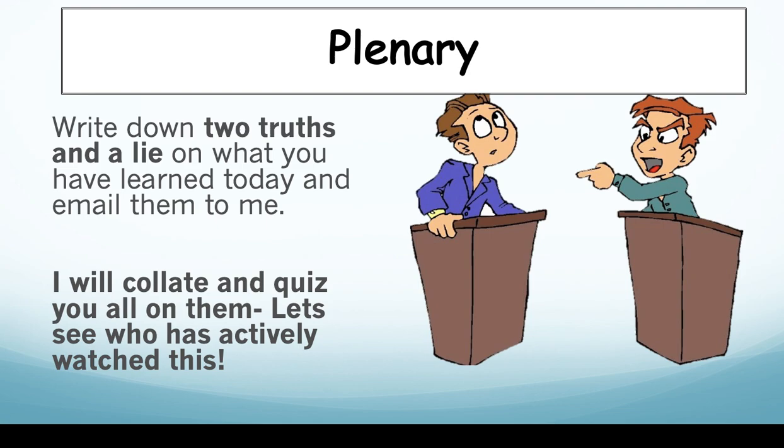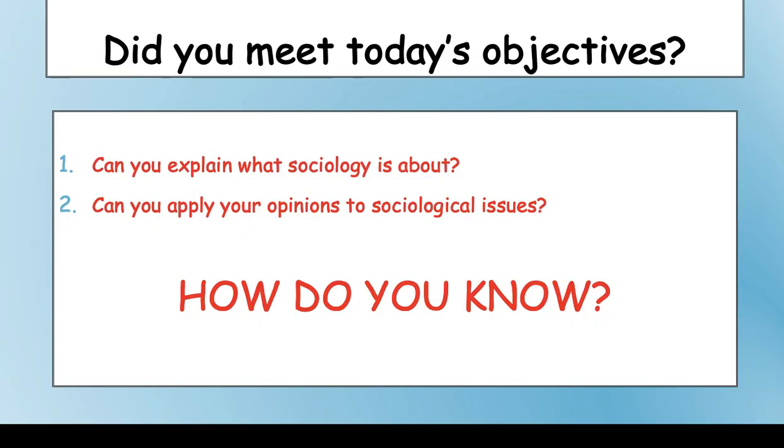So, to round off what we've done, I want you to write down 2 truths and a lie on what you have learned today and email them to me. So I don't necessarily need you to say to me, oh, today I learned the difference between sociology and a stereotype, but I want you to give me a sociological statement and give me a stereotypical thought. And then what I will do is I will collate that all into a quiz form, and I will send it out to you. And I want to see who was actively watching and engaging with this lesson, as simple as it was. Okay, and then I want you to reflect.